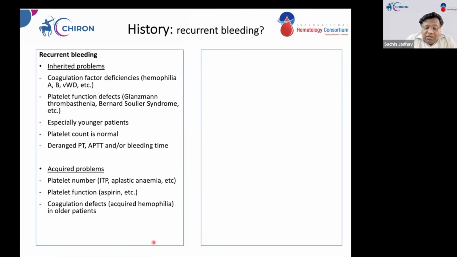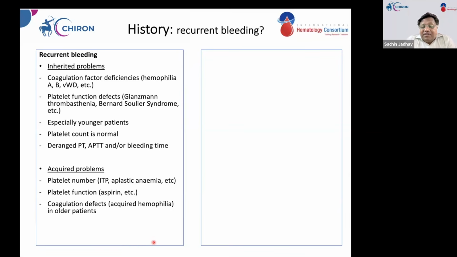What happens in older patients is it's a kind of autoimmune problem. So the body creates antibodies against factor 8 most commonly. And these antibodies will destroy the factor 8 in the blood, leading to low factor 8 levels and thus acquired hemophilia. The presentation will be the same. The patient would be older. They will typically say, "No, I have not had a problem until now, but recently I started having bleeding."